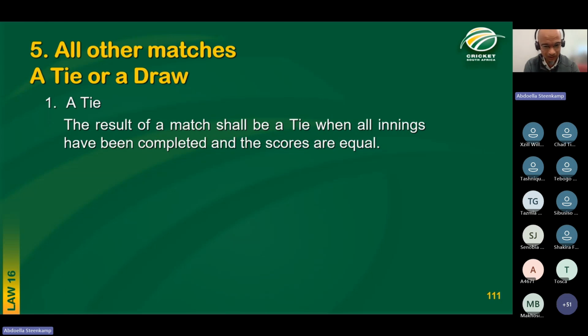So now this meets the criteria for the result of the match to be a tie. Both innings completed of both sides, and adding up the scores of the two innings of both sides, the scores are equal, and that is a tie.